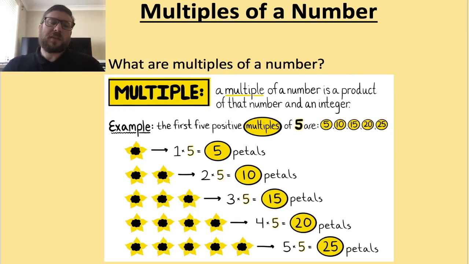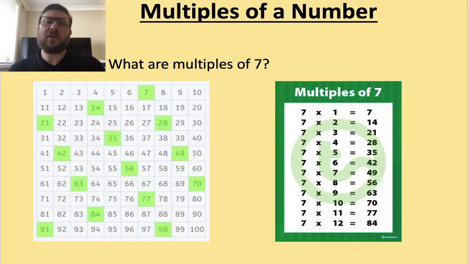Let's have a look at an example. So let's have a look at what the multiples of 7 are. Now there's lots of different ways to do this. As you can see on the right here, we've got our multiples of 7 in a times table chart. So 1 times 7 is 7, so 7 is the first multiple. Then 14 is the second one, because 2 times 7 is 14, we all know that. 3 times 7 is 21, then 28, 35, 42, 49, 56. These are all the multiples.